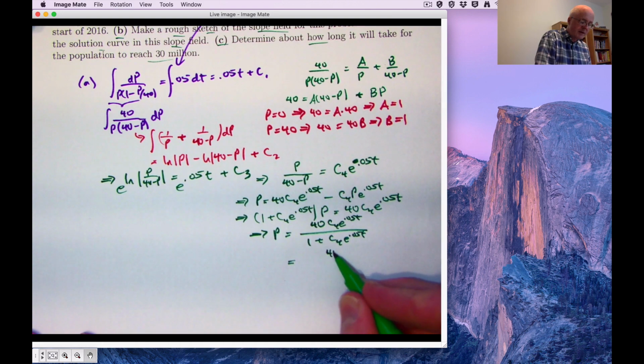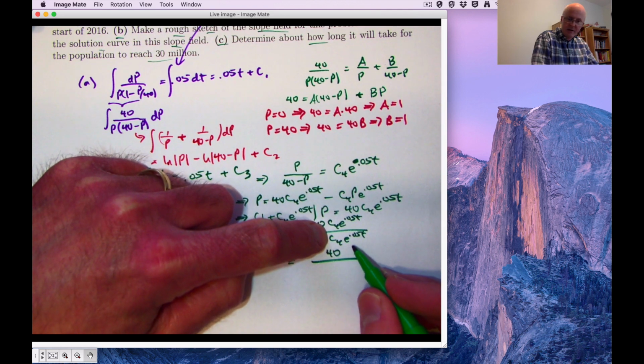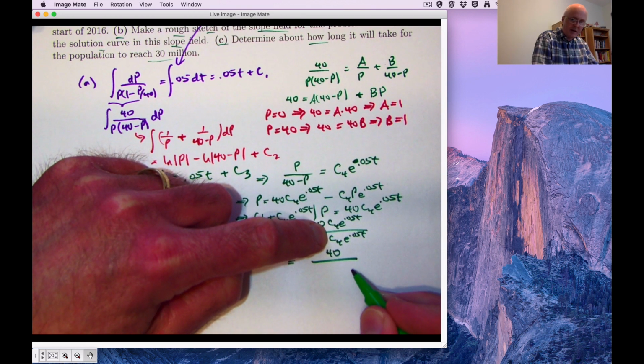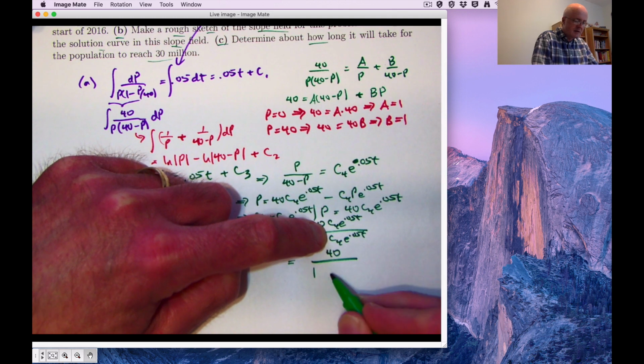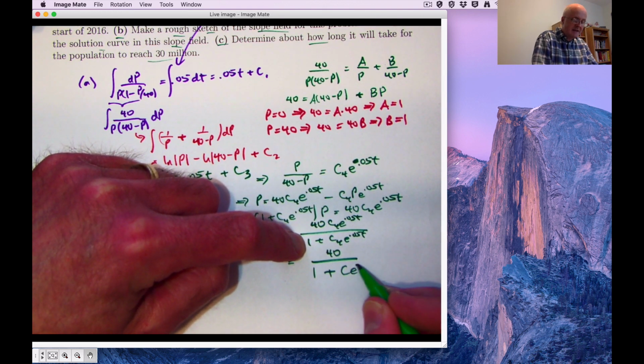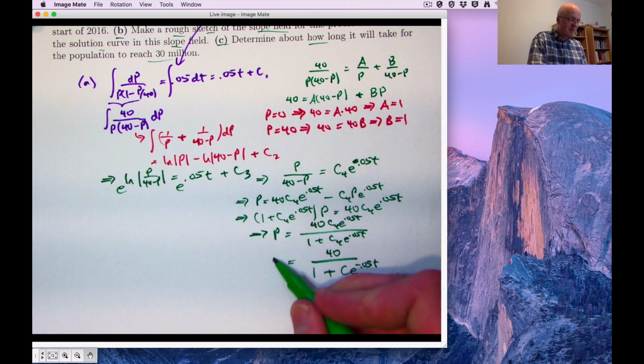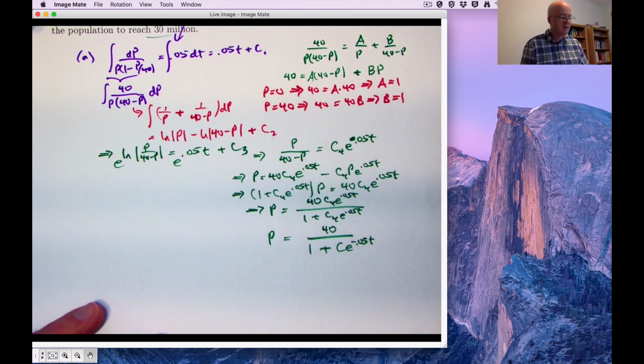So I'm left with a 40 on top. Divide this by C4 e to the 0.05 t. It gives me a 1. I could put the 1 here, but I could also put it over here. Divide 1 by C4 times e to the 0.05 t. I'm going to get 1 over C4, which I'm going to call just C, e to the negative 0.05 t. Dividing by e to the 0.05 t is the same as multiplying by e to the negative 0.05 t. So that's sort of the most typical form of the general solution here.